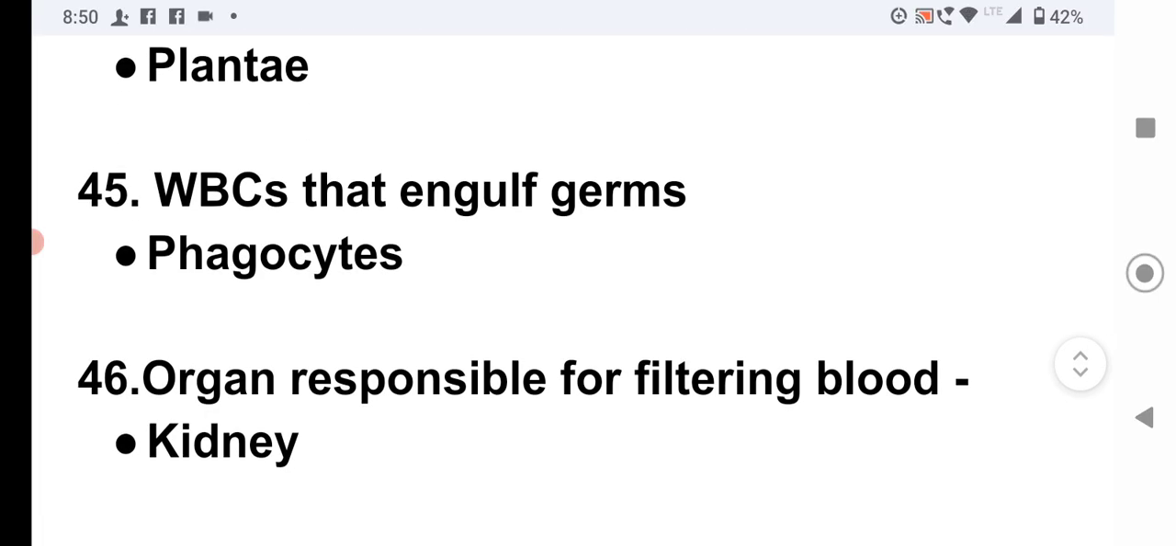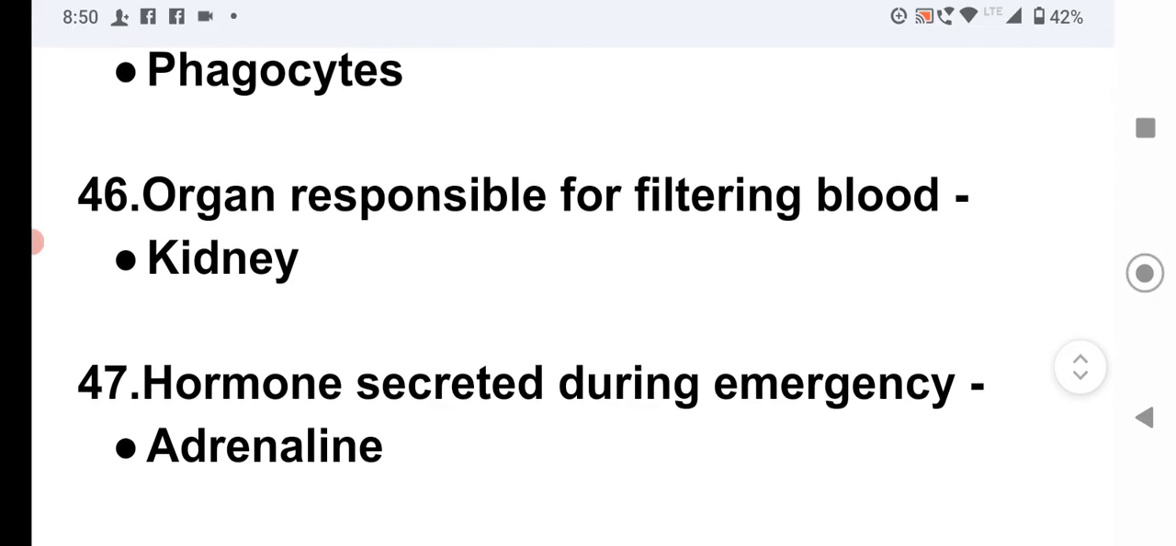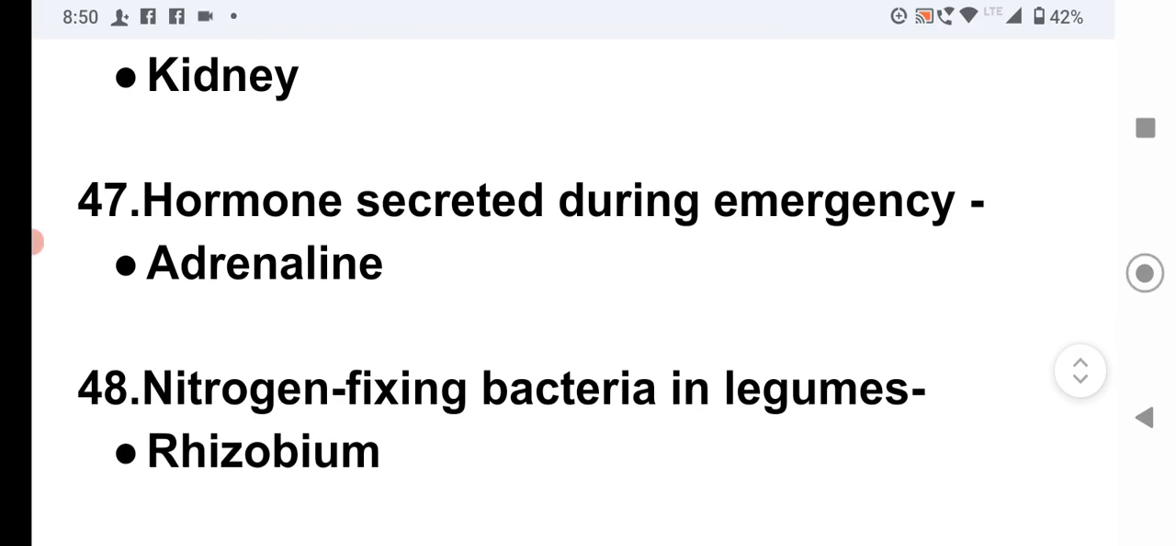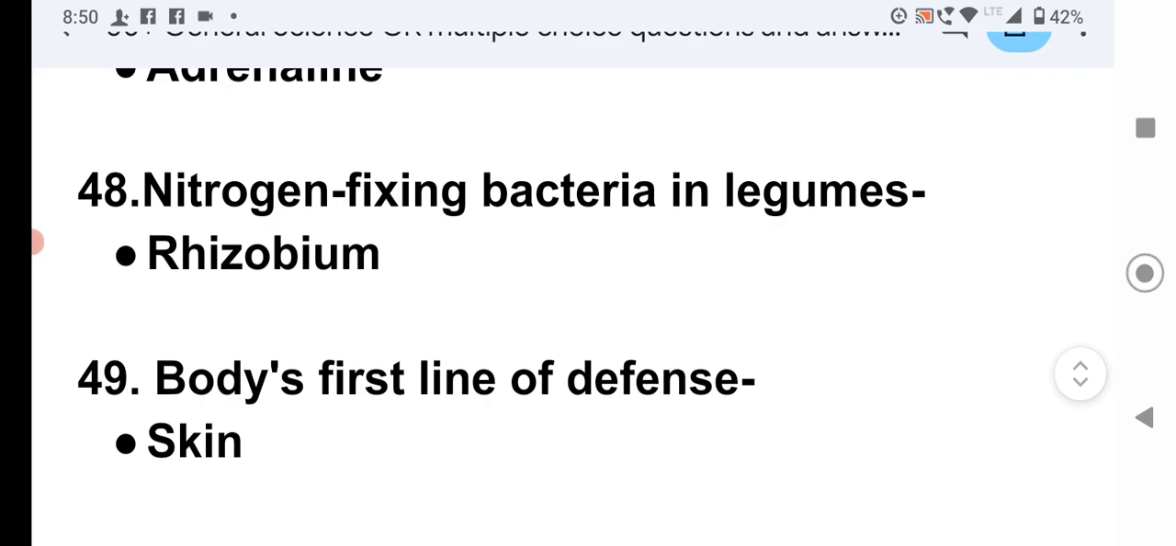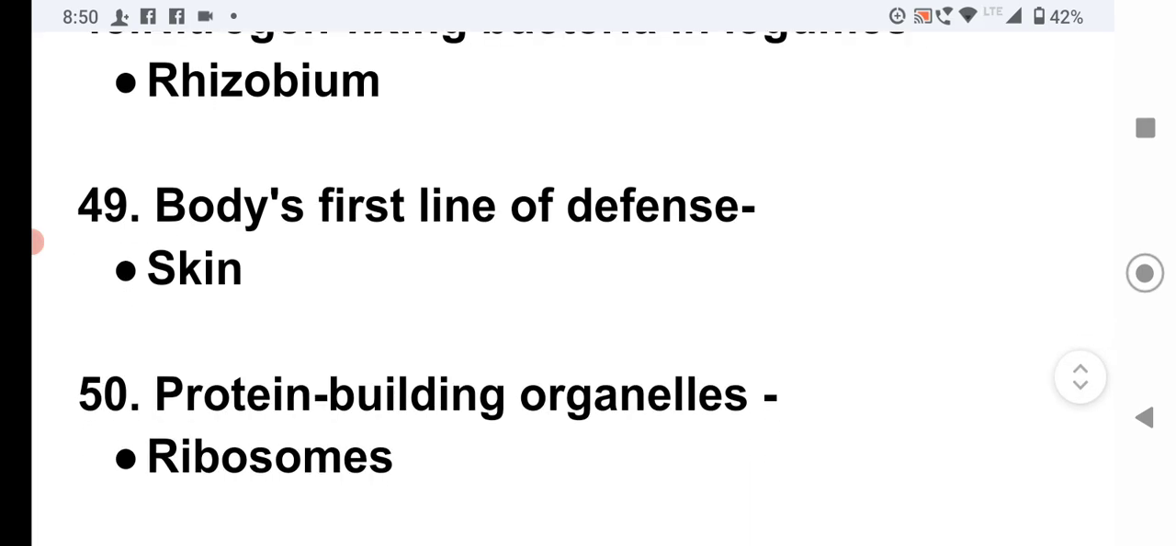Question number 46: organ responsible for filtering blood. Kidney is the organ which is responsible for filtering blood. Question number 47: hormone secreted during emergency, adrenaline. Question number 48: nitrogen fixing bacteria in legumes is rhizobium. Question number 49: body's first line of defense, skin.